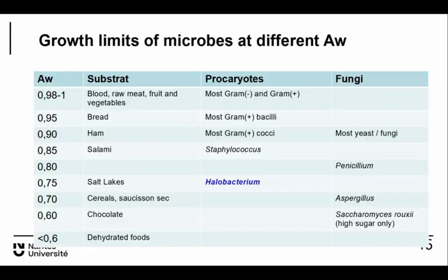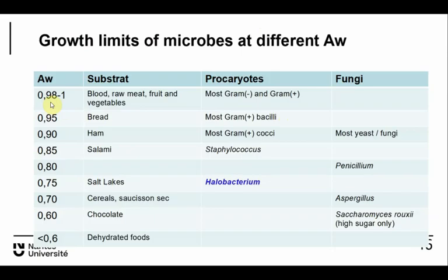Why is this important? Because just like the ability to grow in high salt conditions, the ability to grow at a low activity of water is different for different types of bacteria. So in a fresh food substance, like fresh fruit, meat, blood, vegetables, fish, the activity of water is very high, 0.98 to 1. So there's always free water around for bacteria to grow. Pretty much all gram-negatives and gram-positive bacteria can grow at an activity of water higher than 0.98.